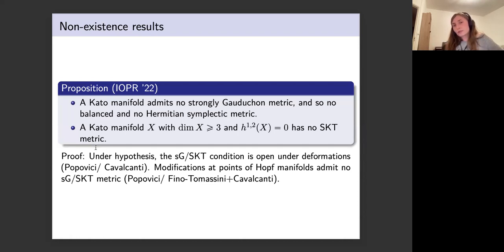So if you assume that this Kato manifold has one of the structures, then the nearby fiber will also have those. But these are now modified Hopf manifolds. And now again, different results tell you that modified Hopf manifolds can have neither SKT nor strongly Gauduchon metrics. Again, for strongly Gauduchon, this was shown by Popovici, and for SKT you have this sort of Miyaoka result, which tells you that if you have an SKT metric on a complex manifold minus a point, then you also have it on the manifold. But then you show that on a Hopf manifold, you cannot have such a metric. So this is just this.